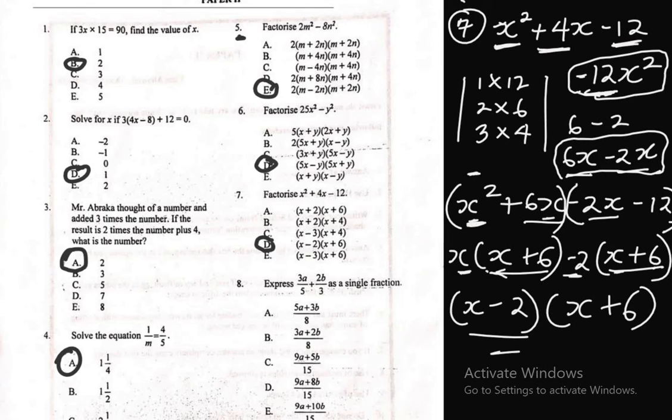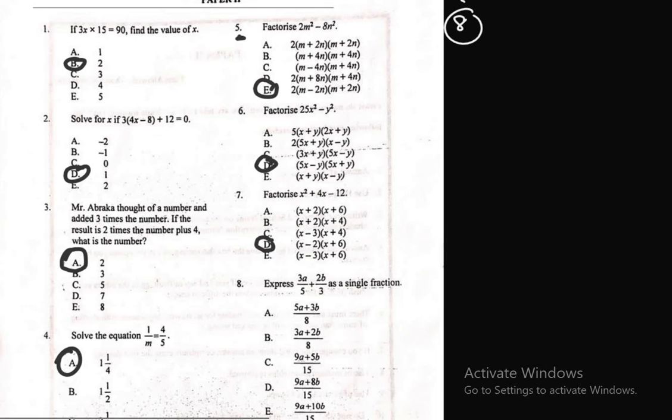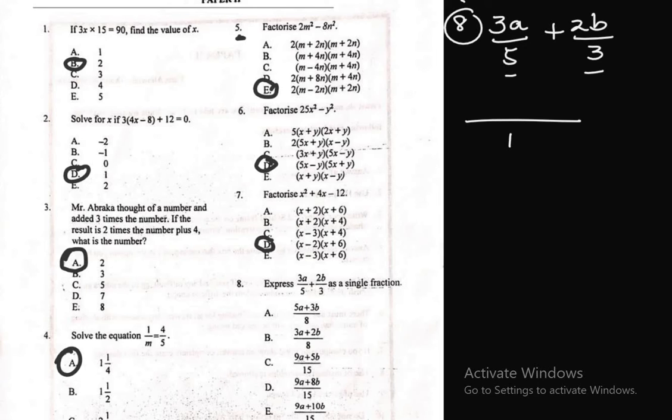Alright, let's move over to question 8. Question 8 says, express 3a over 5 plus 2b over 3 as a single fraction. Just find the LCM of 5 and 3, which will give you 15. Then you divide and multiply.